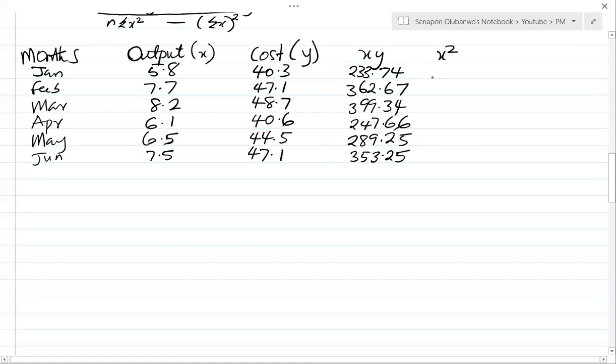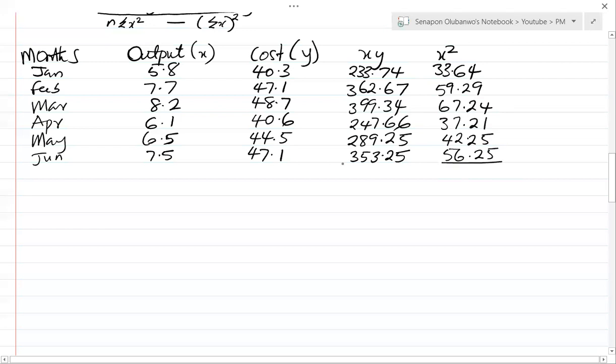Now our X squared is just 5.8 multiplied by 5.8 for January. That's 33.64, 59.29, 67.24, 37.21, 42.25, 56.25.